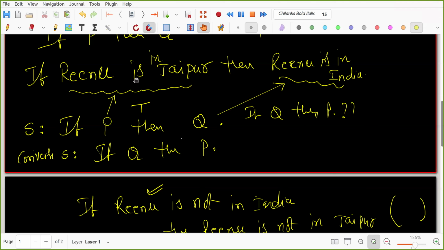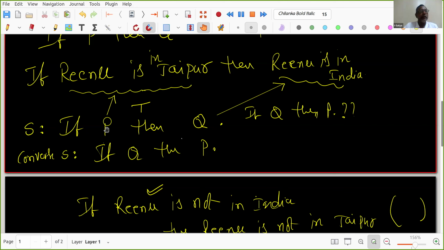Now tell me, Renu is not in Jaipur. It is P. That is not P. Here P is this: Renu is in Jaipur is P. Okay, that will not change. Okay, I took this as P and this as Q. So apart from writing this, I took "Renu is in Jaipur" as P, right?